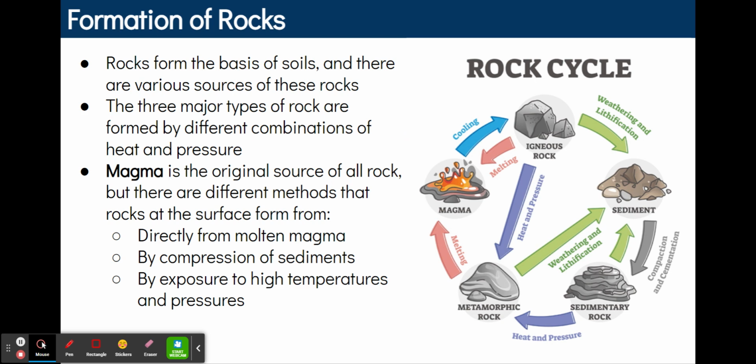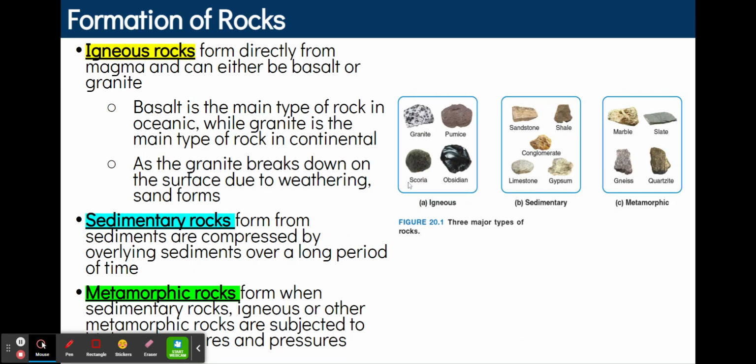Remember that magma is in the asthenosphere layer of the Earth. The asthenosphere is in the middle, and magma can be pushed up during convergent plate boundary formation, as well as exposed when divergent plate boundaries separate. So, magma is the original source of all rock, but there are different methods that rocks at the surface form from. Directly from molten magma, by compression of sediments, and by exposing the rock to different high temperatures and pressures.